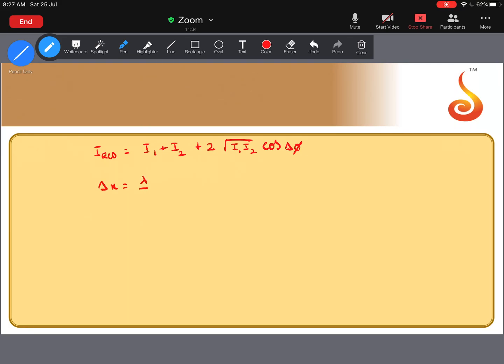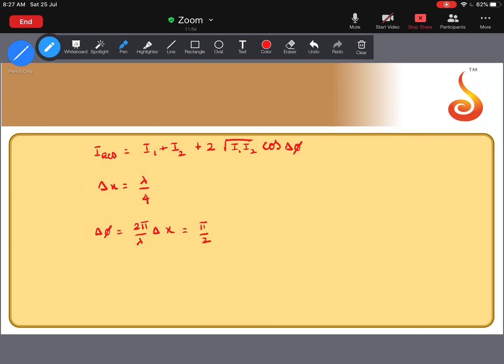and the path difference they have given us as lambda by 4. So from the relation between phase difference and path difference, we can write delta phi is equal to 2 pi by lambda into delta x, which will give us pi by 2. This is a phase difference.